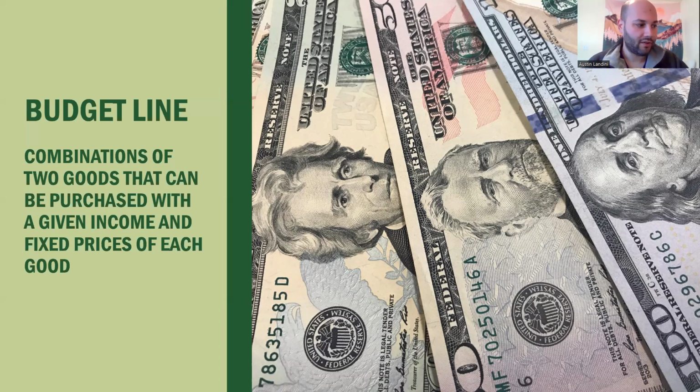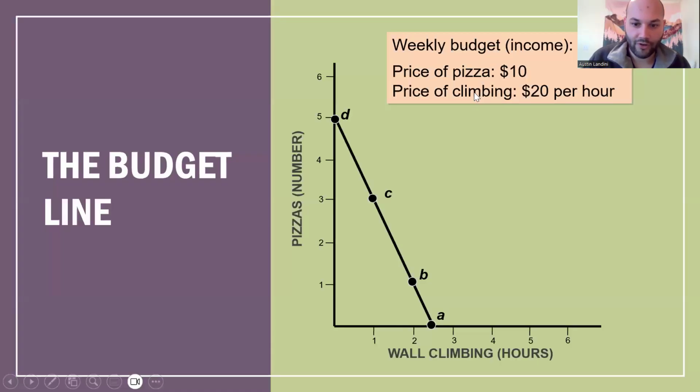When we make purchases, what do we think about? Well, the first thing that we have in mind is a budget. So a budget line shows us the combinations of goods which can be purchased with the income that we have and the fixed prices of each good. Now, to keep things simple, we'll be starting out with a two-good budget line.